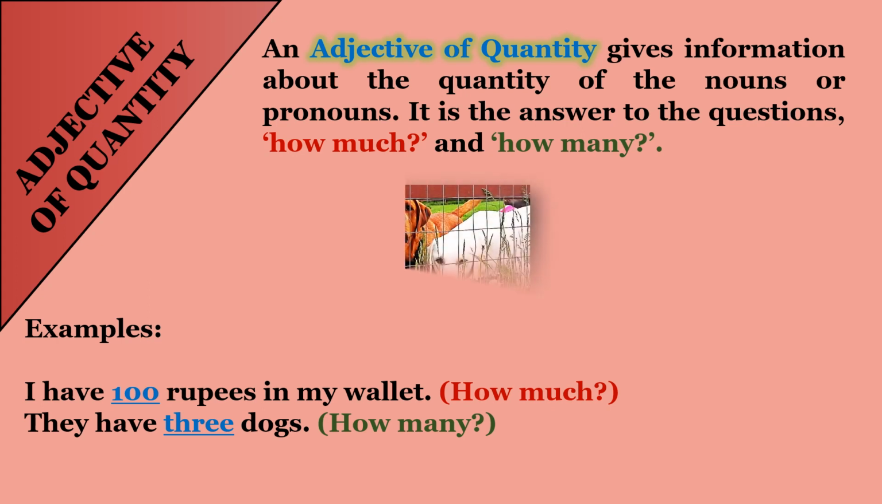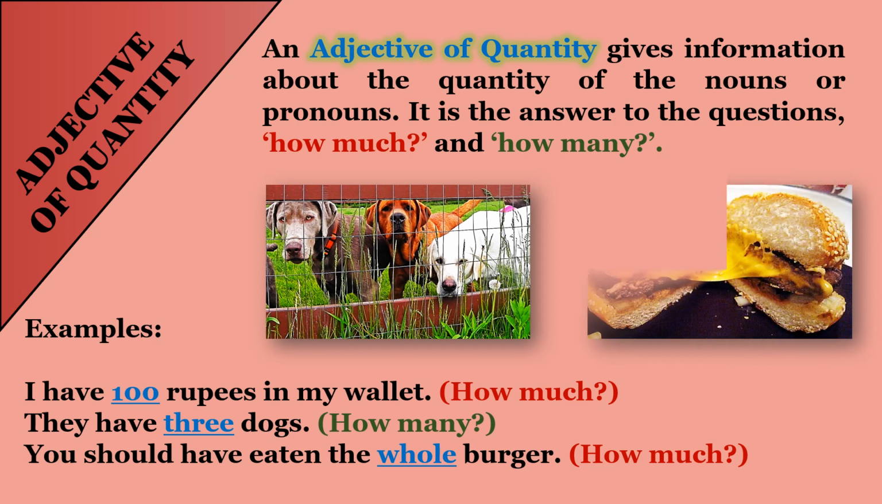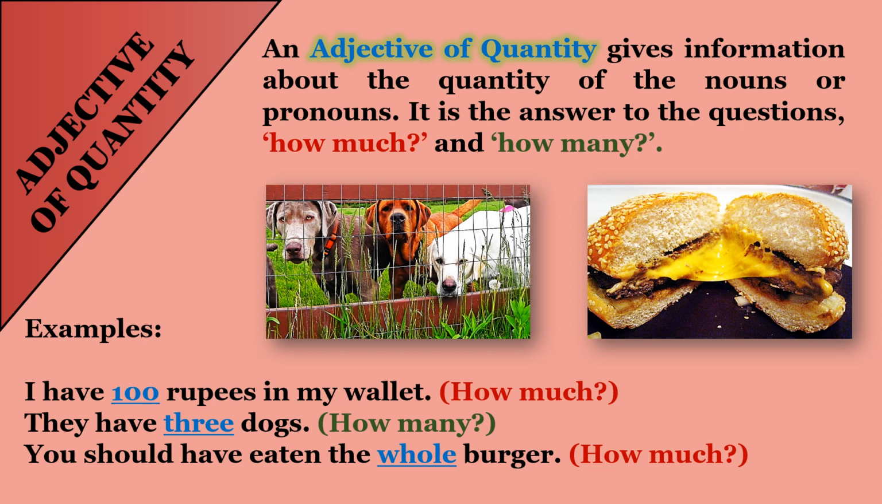And you should have eaten the whole burger. That's a quantity there. They have shown you the burger cut in half. So half, whole is also a quantity. So we can have here specific quantities like 3 and then objective kind of quantities like whole, half, some, etc.